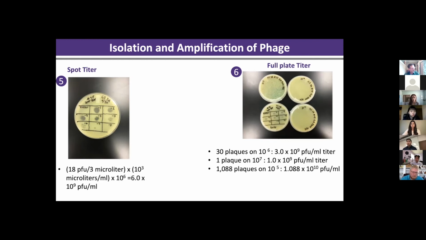Positive results were a yield of a countable number of plaques. As you can see over here, approximately 30 plaques on the 10 to the 6th plate were counted, 1 plaque on the 10 to the 7th plate, 6 plaques on the 10 to the 6th, and 1,088 plaques on the 10 to the 5th. And further calculations were able to make a wet plate from these plaques to obtain more phage lysate and continue the next steps of transmission electron microscopy, DNA extraction, as well as long-term storage for future experiments.